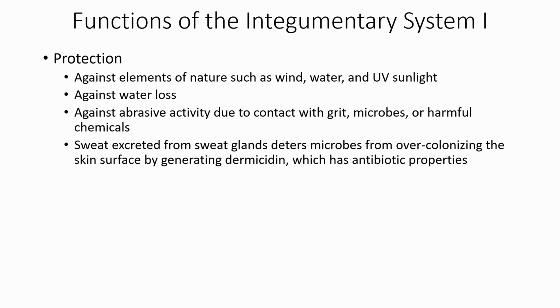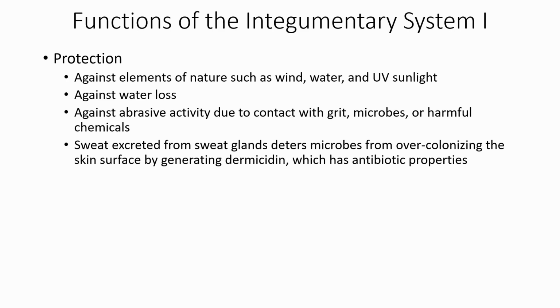So one of the biggest things for the integumentary system as a whole is protection. It is your first line of defense against the environment, against microbes, right, against chemicals. It is the first thing that is going to protect you from damage. So we can protect against the elements like wind, water, UV light, right? We can protect against water loss because of the keratin in those dead cells in the epidermis. It's actually watertight, and so you're preventing water loss that way.